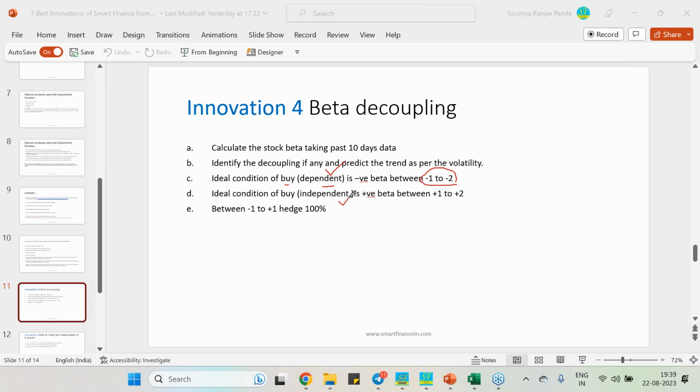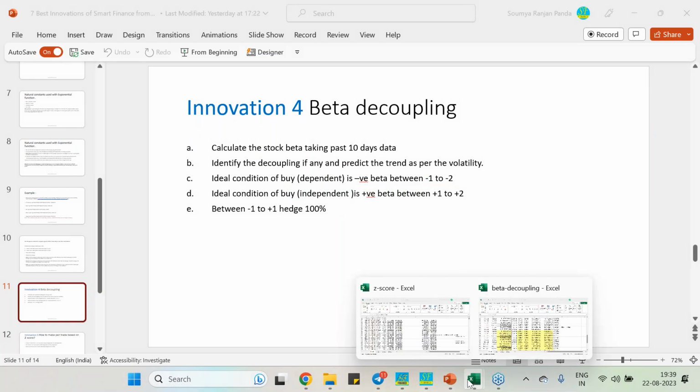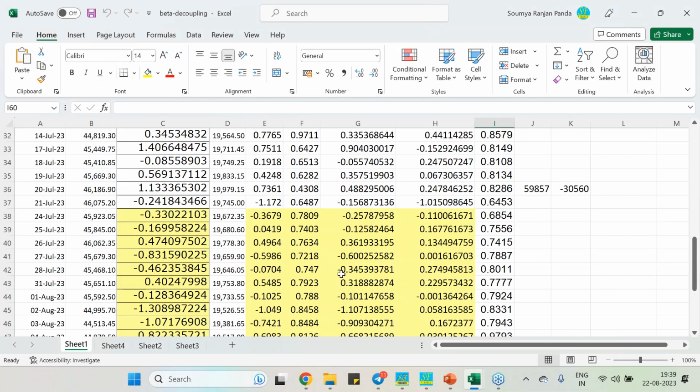How much value? Both values. If you buy 1 lakh, sell 1 lakh. That is what you should do. And when there is positive beta decoupling, buy the independent. So this is the process, a simple process. It looks simple, but implementation is a little difficult. It is not that easy.